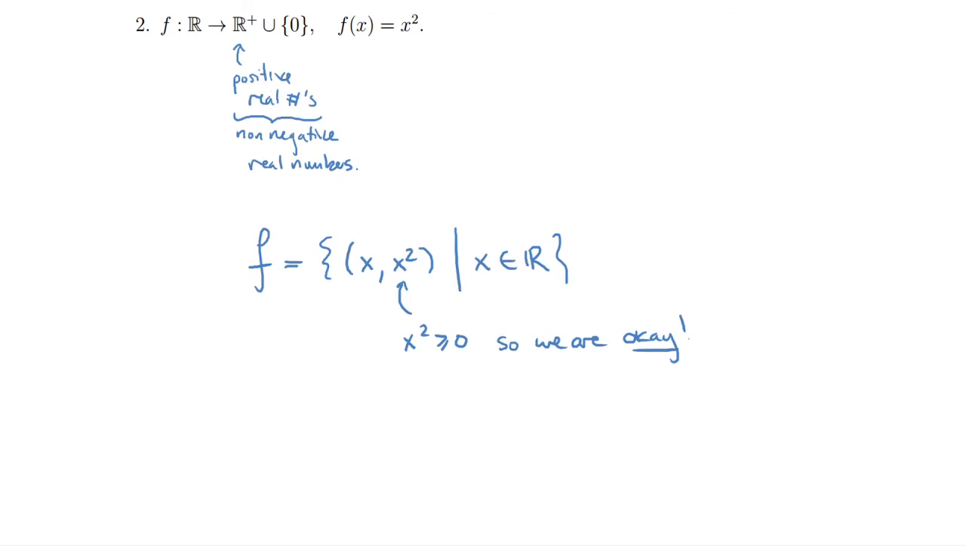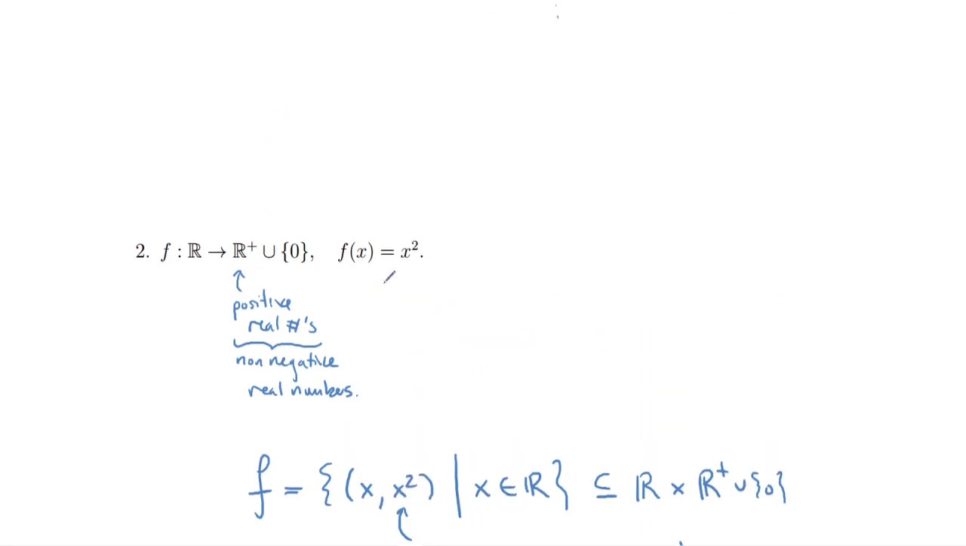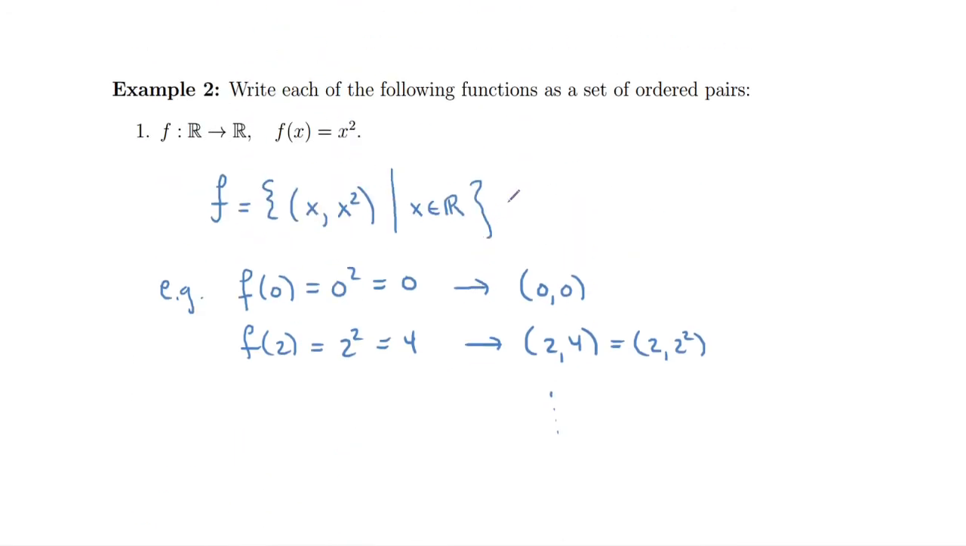In other words, we're able to legitimately make the claim that this is a subset of the Cartesian product of the reals and the non-negative reals, the positive reals union 0. So the first coordinate is a real number, and the second coordinate is definitely going to be a non-negative real number. And up here, we definitely had that this was a subset of the reals Cartesian product the reals.